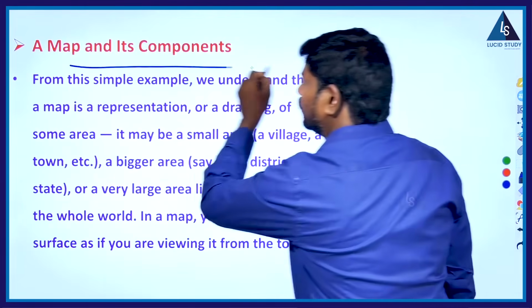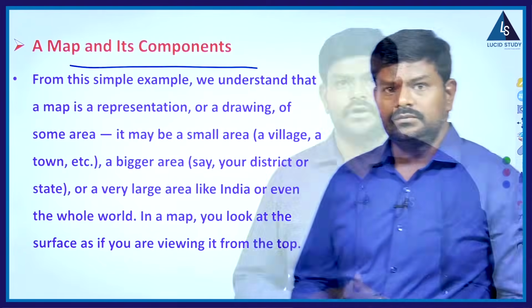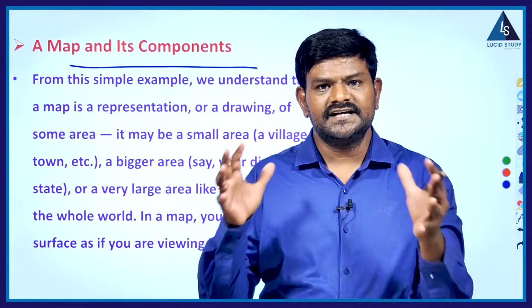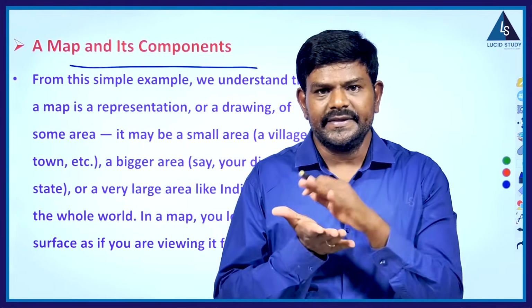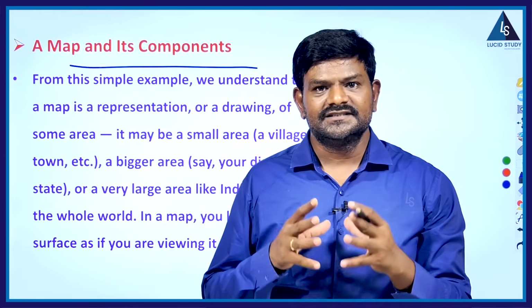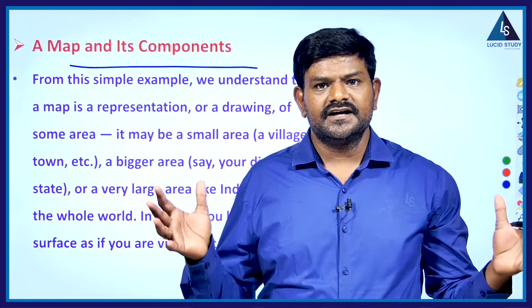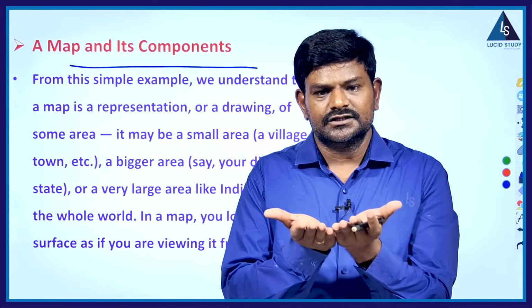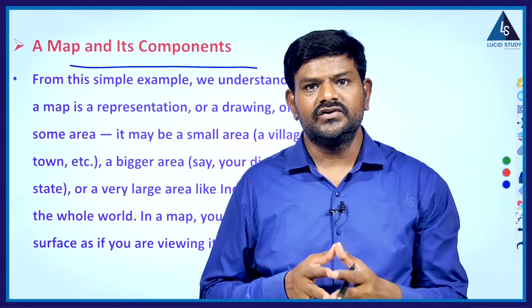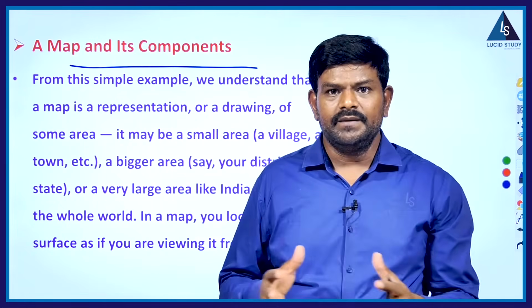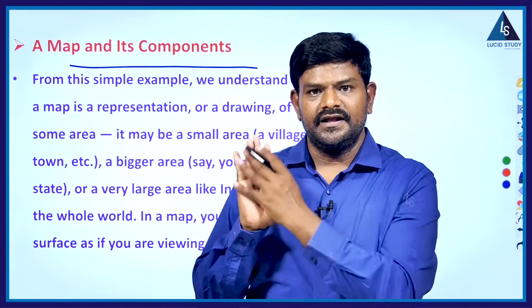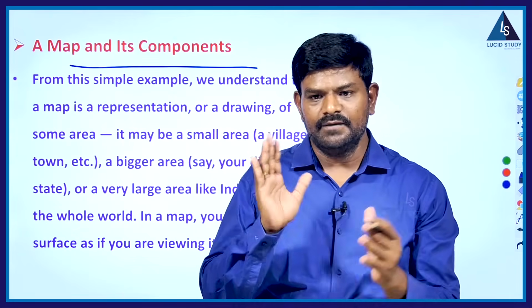A map and its components. Normally a map is nothing but a very big area that is condensed and placed on a smaller piece of paper or on a screen, to help us understand easily. For example, take our whole country, India. It is very big in land, but we can see the India map directly on a piece of paper or in a book.